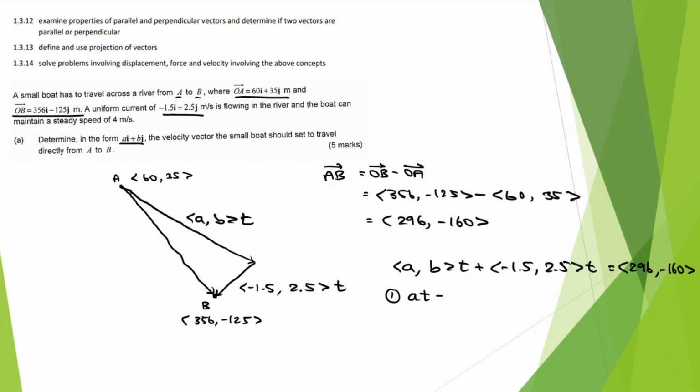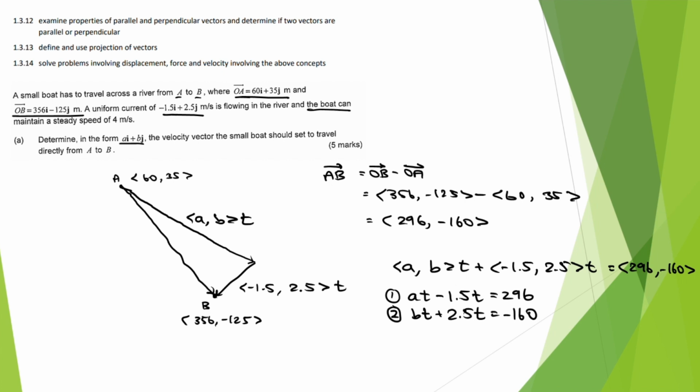I get AT minus 1.5T is equal to 296. Second of all, I get BT plus 2.5T is equal to negative 160. But the thing is, here I have three unknowns and only two equations. So there must be some more information in my passage.